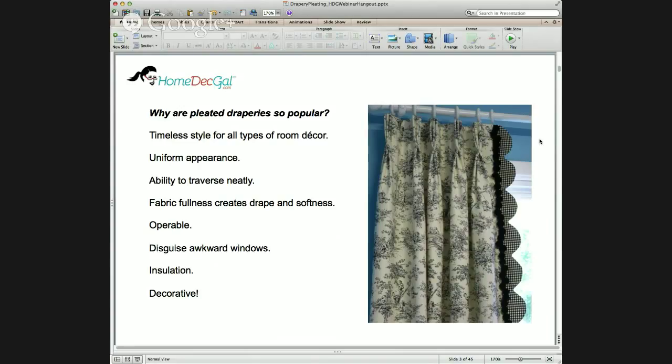Traverse draperies are operable. You can use them on decorative hardware or traversing hardware with a baton or wand operation or cord draw.